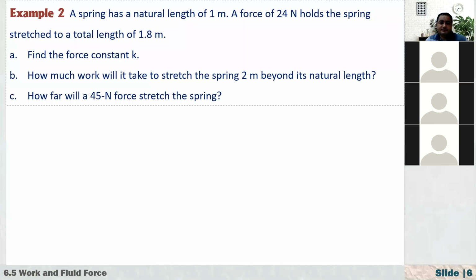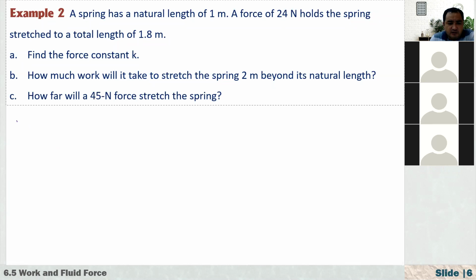Another example: a spring has a natural length of 1 meter. A force of 24 newtons holds the spring stretched to a total length of 1.8 meters. Find the force constant K.